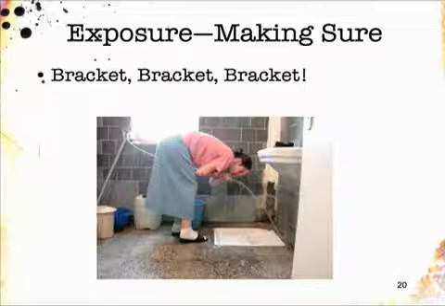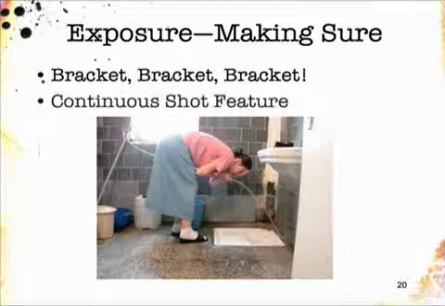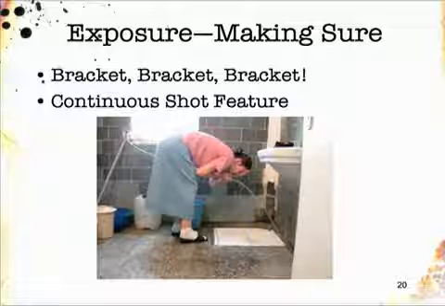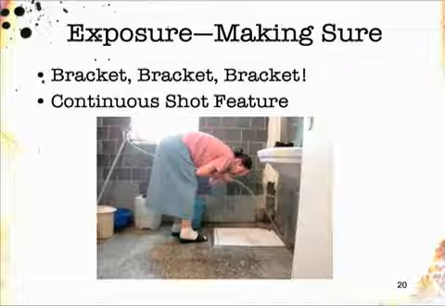Some cameras have a bracketing feature called continuous shot mode. You hold down the release and you get 3 shots in 3 different exposure settings. Usually that's on some of the more advanced, more expensive cameras. You can learn to do it manually.